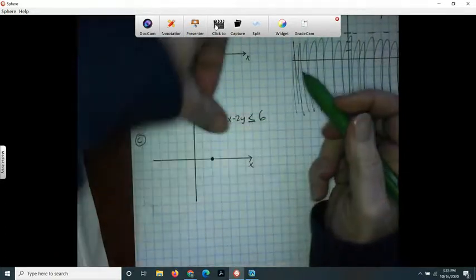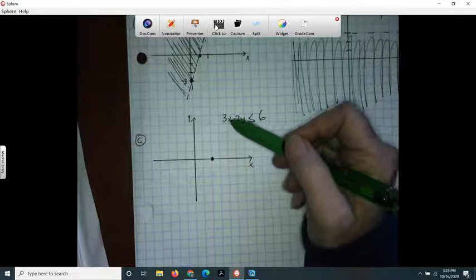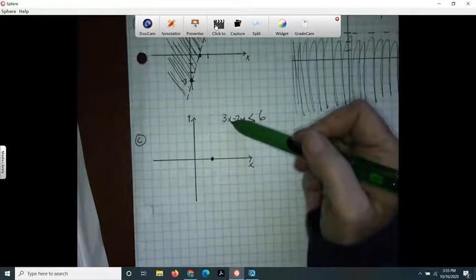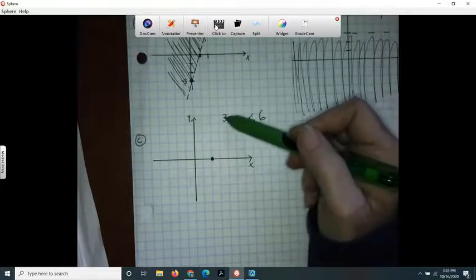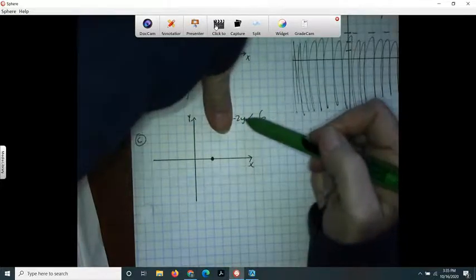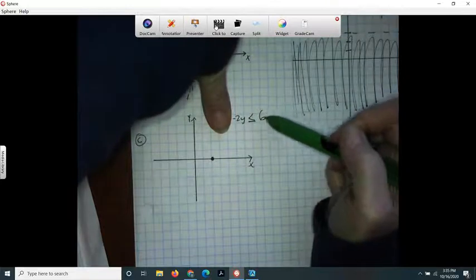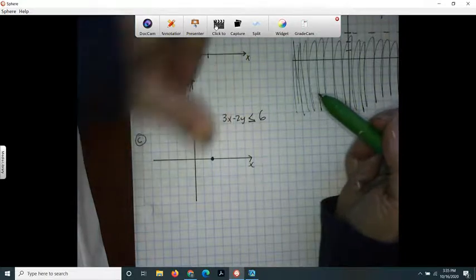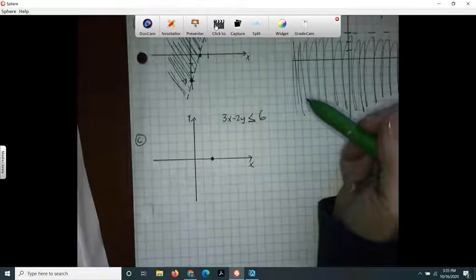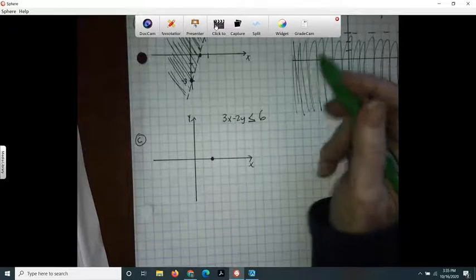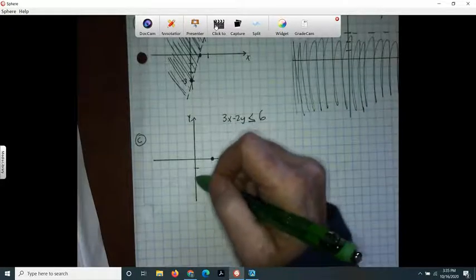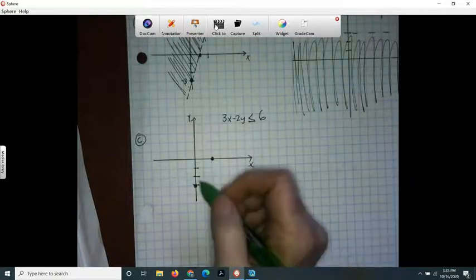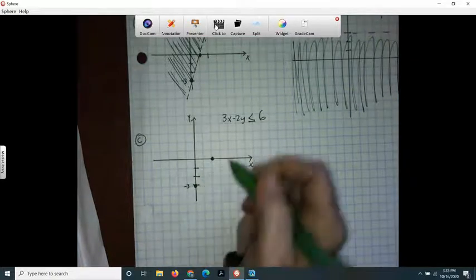And then if I cover this up, because we know the y-intercept happens when x is 0. When x is 0, the 3 will go away, and I'll have negative 2y equals 6. Well, if I divide both sides by negative 2, I would have y is equal to negative 3. 1, 2, 3. I'm not really labeling these, but this is negative 3.